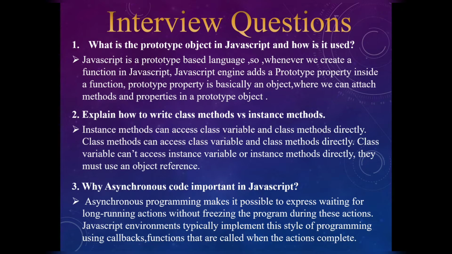Next question. Explain how to write class methods versus instance methods. Instance methods can access class variables and class methods directly. Class methods can access class variables and class methods directly. Class methods can't access instance variables or instance methods directly. They must use an object reference.